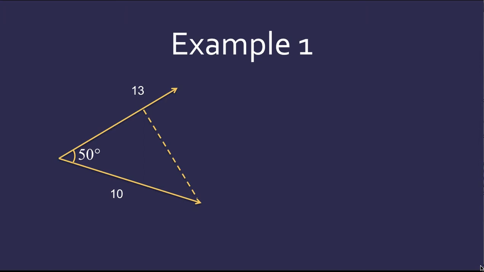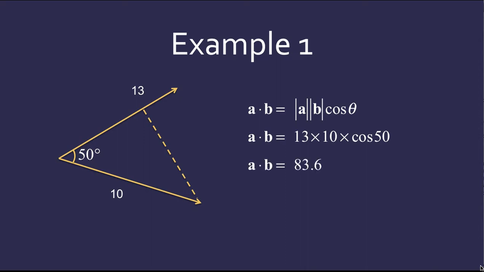Now that we have a definition for A dot B, we can look at a specific example. Let's suppose that vector A is 13 units long and that vector B is 10 units long, and that the system is arranged such that the angle between A and B is 50 degrees. Then A dot B can be calculated as 13 times 10 times cos 50, which is approximately 83.6. This is easy enough to do, but it doesn't really tell us anything useful. To put the dot product to practical use, we need a little more work first.